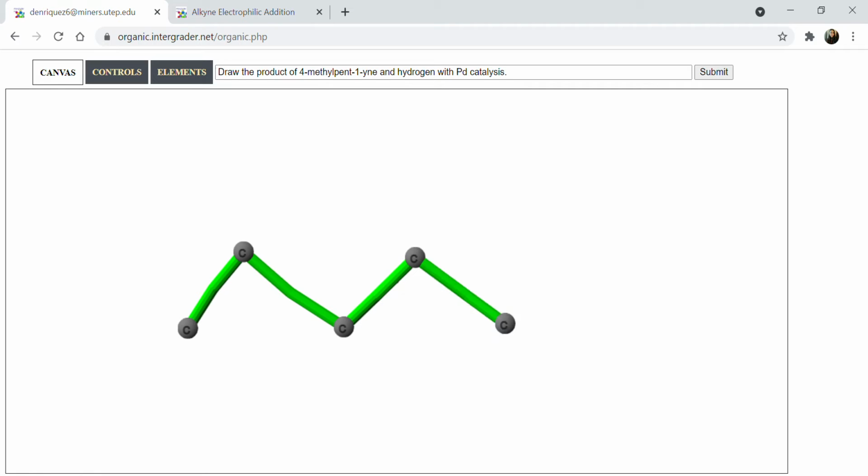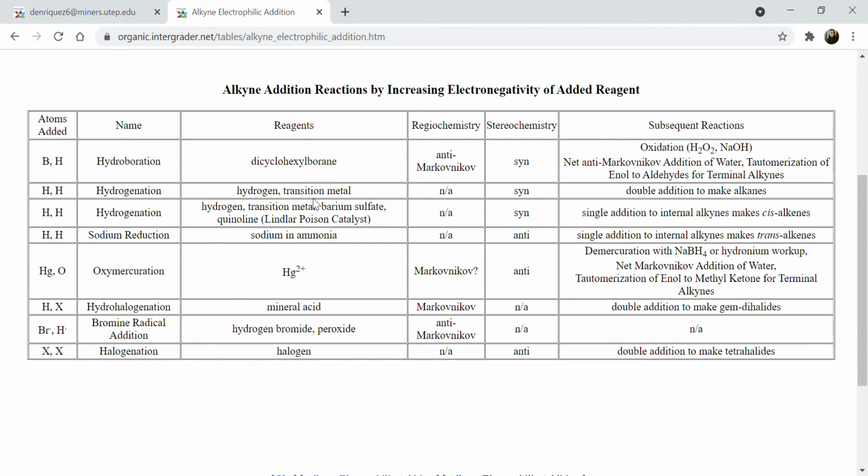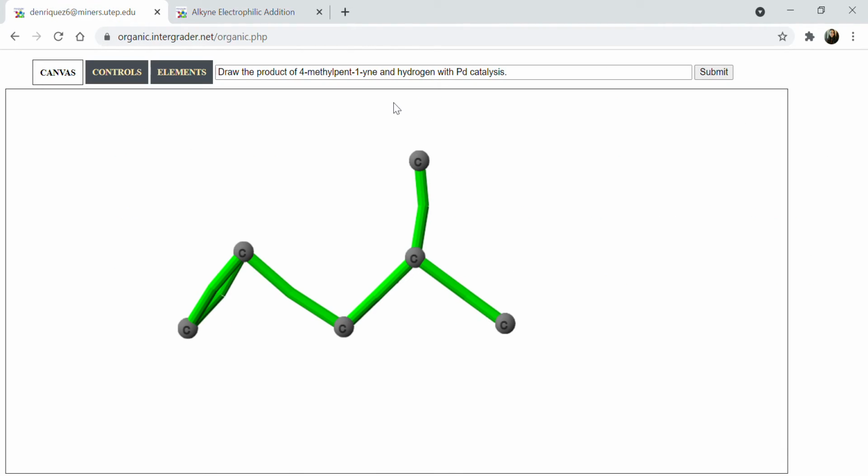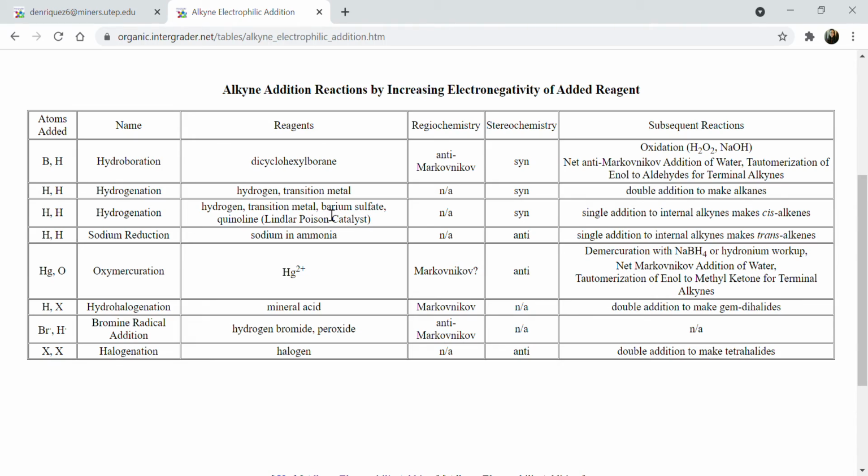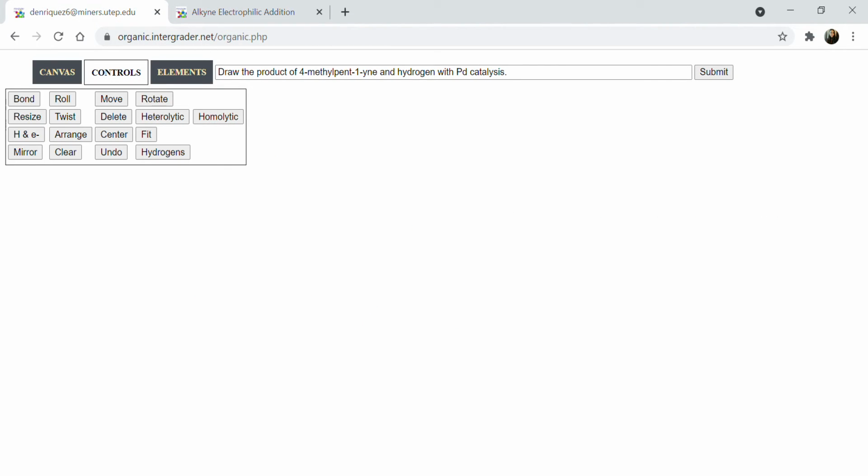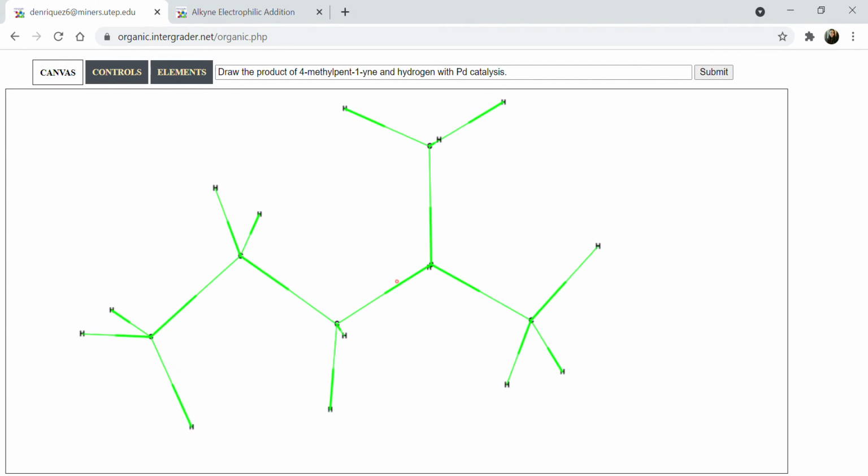I've got my pentane. I'm going to add my methyl at the 4 position and then my triple bond at the 1 position. And then I'm going to look at where it says Pd catalyst, which is going to be here. See hydrogen with Pd. I'm going to go down here and I see it's a double addition to make alkanes. So we're actually taking off all of the bonds, the triple and the double, and we're just doing single bonds. Just to make it easier, I'm going to delete those. I'm just going to add my hydrogens and leave it like that.